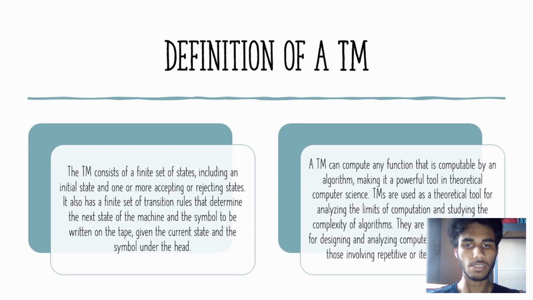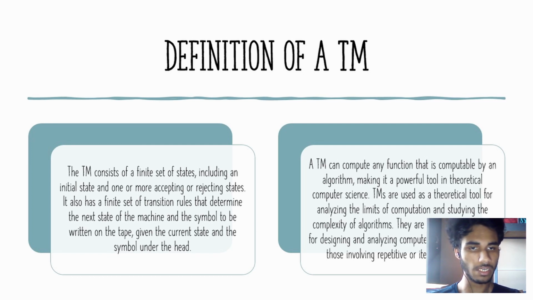Definition of a Turing machine. A Turing machine consists of a finite set of states, including an initial state and one or more accepting or rejecting states. It also has a finite set of transition rules that determine the next state of the machine and the symbol to be written on the tape, given the current state and the symbol under the head.